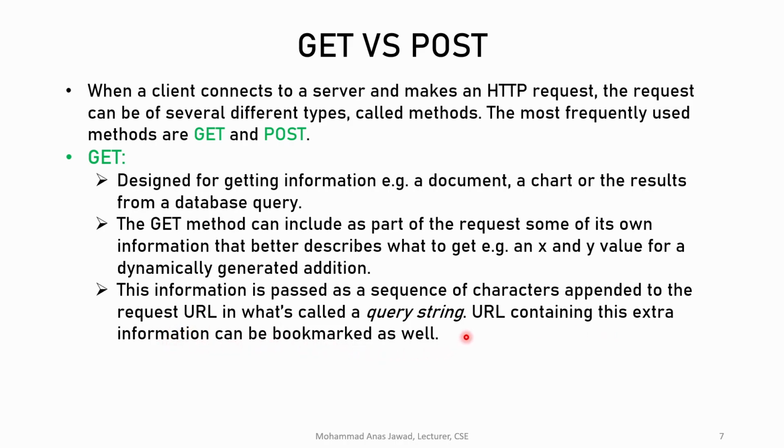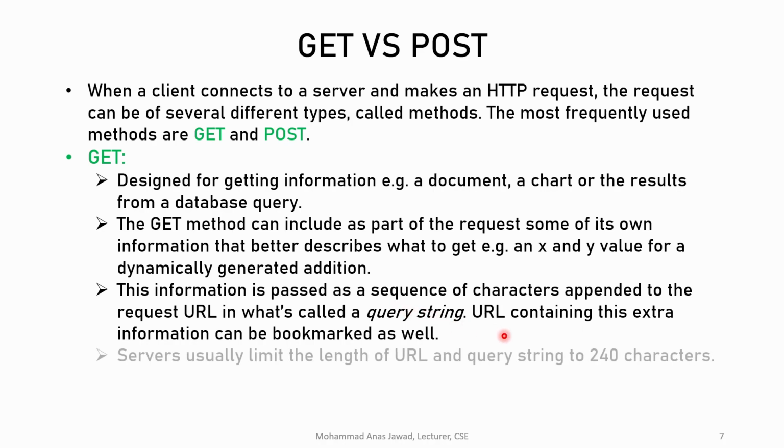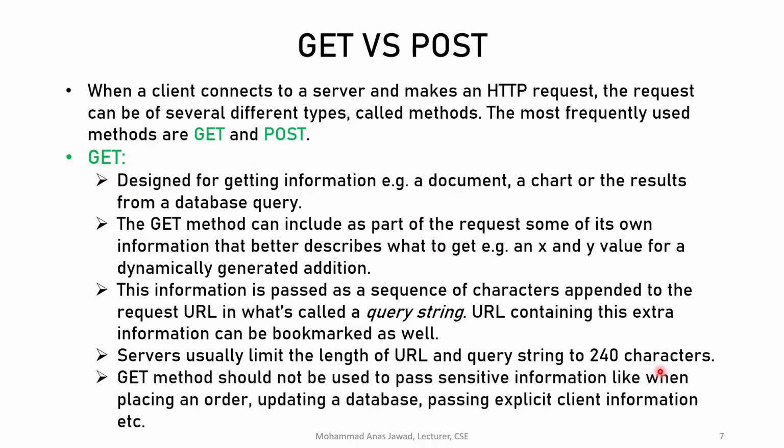So again, if we are trying to get the value of addition of two numbers, for example, x and y, then the value of x and y is simply appended to the URL of the request. All right. Servers usually limit the length of URL and query string to 240 characters. So you cannot pass too big of an information by using the get method. All right, it is limited to 240 characters.